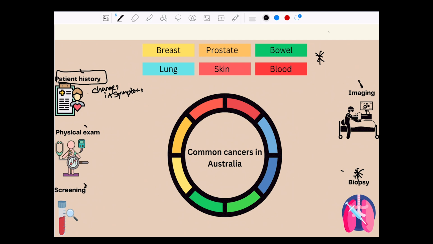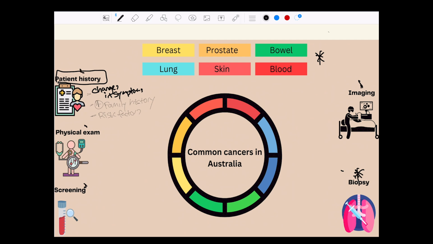Another thing that could be looked at is a positive family history for the cancer. So positive family history, so an example of a history of breast cancer in the family. And then we could also look at risk factors. So what risk factors may increase the likelihood of the individual getting the cancer? Examples would be smoking, lots of alcohol drinking, sun exposure, etc.